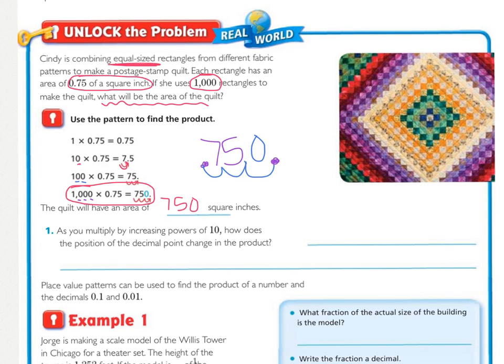So our lesson today is all about the patterns of 10. Okay? So, as you multiply by increasing powers of 10, how does the position of the decimal point change in the product? So, go ahead and answer the question: the decimal point does what? The decimal point moves which direction? It moves right.